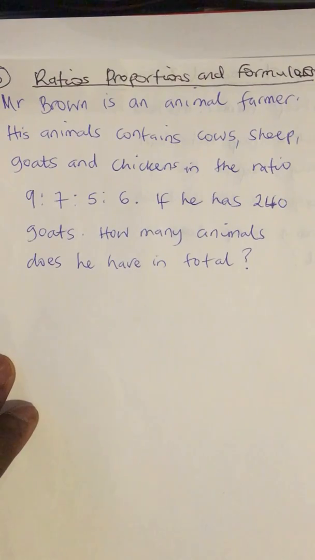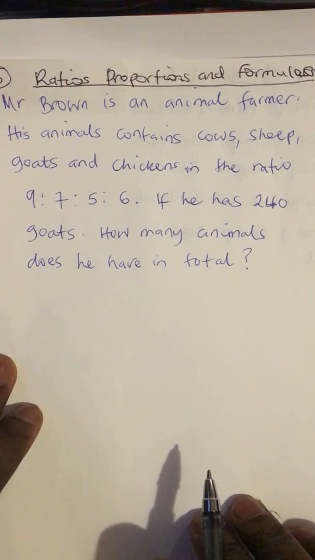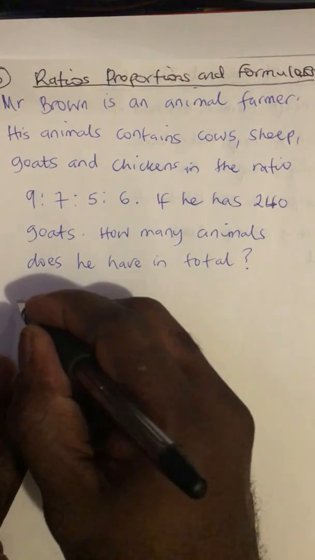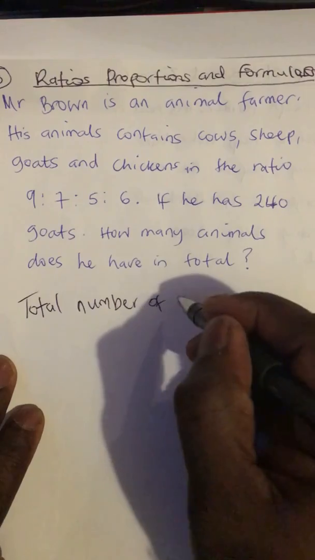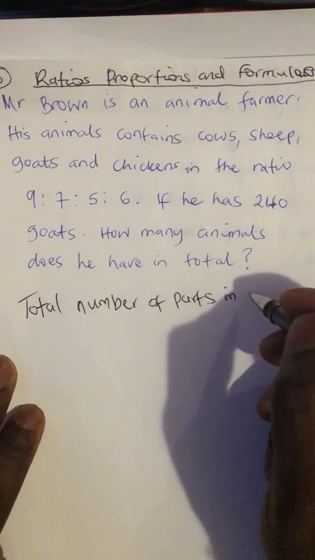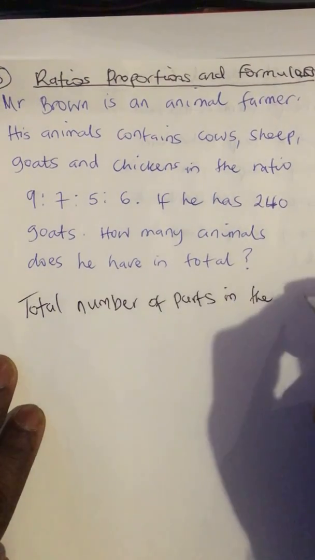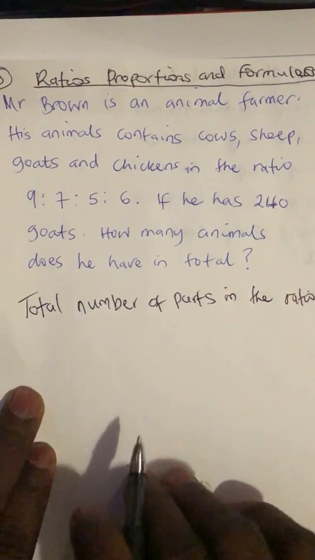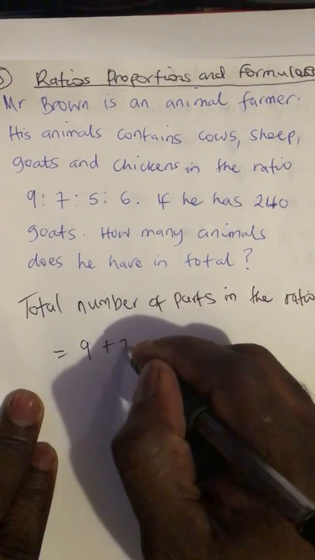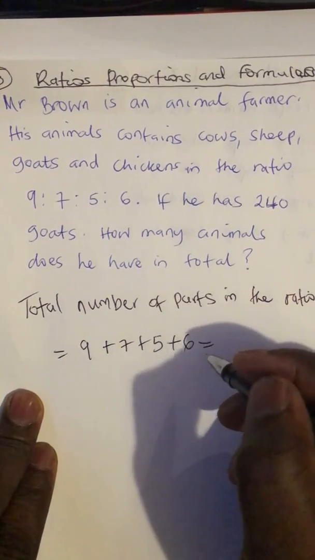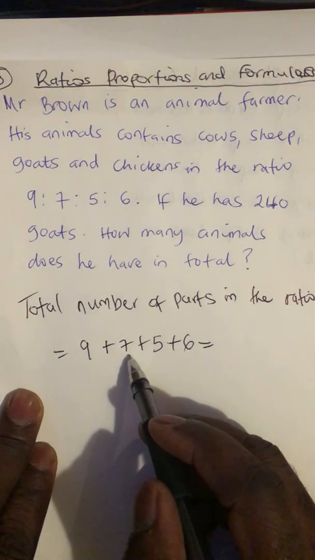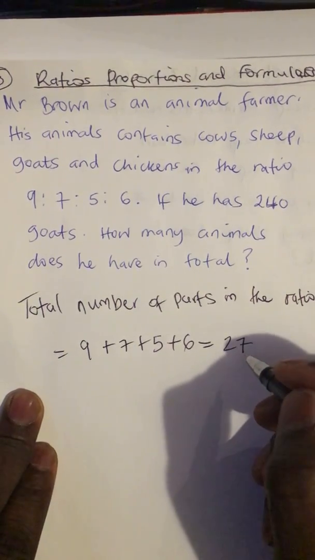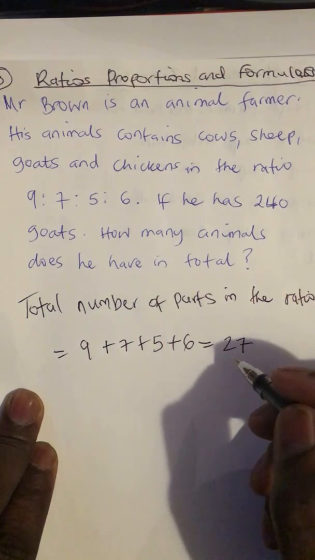So the first thing we do, we calculate the total number of parts in the ratio. So we have 9 plus 7 plus 5 plus 6. This is equal to 27.